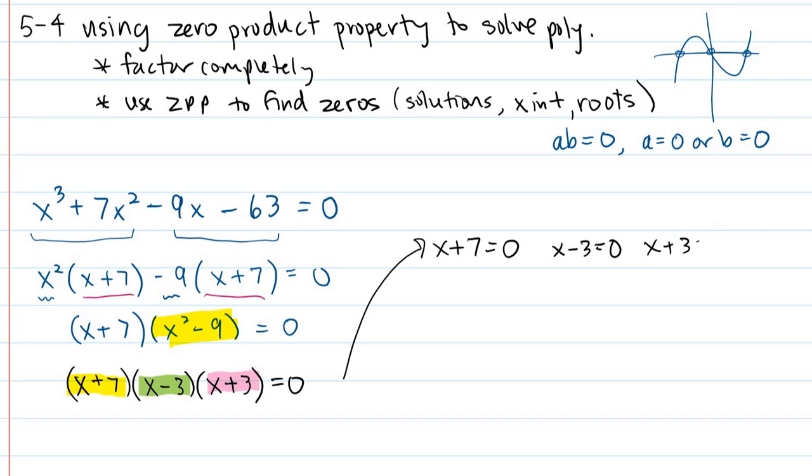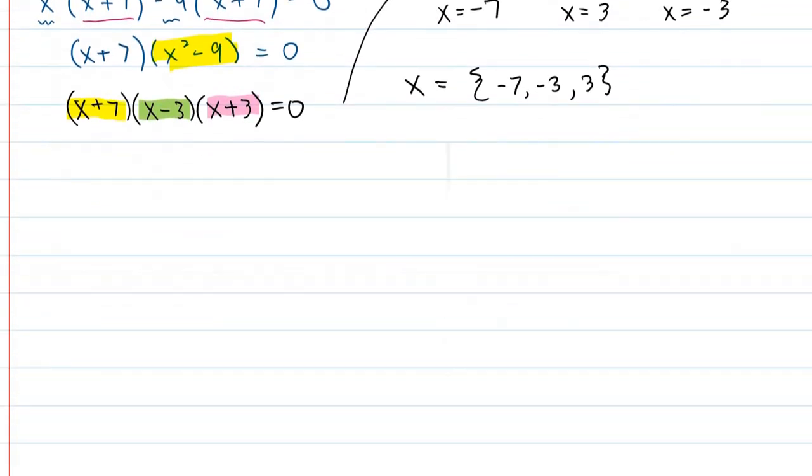And x plus 3 equals 0. And then I solve each of those statements. In this case, x is going to be negative 7. x would equal positive 3, and x would equal negative 3. Therefore, our solution set contains 3 numbers: negative 7, negative 3, and 3. And that's how we find the solutions by factoring. All right, let's do another example.